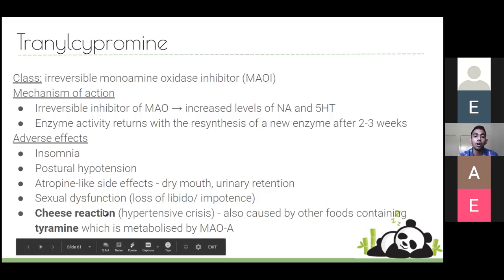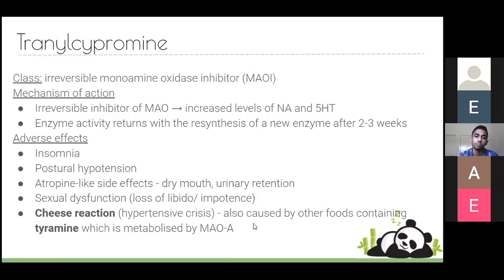So MAO-A also metabolizes tyramine, which is commonly in cheese products. And so it can cause this hypertensive sort of crisis. You get elevated blood pressure, you can get changes in your vision, you can get headaches as well, which are symptomatic of this hypertensive crisis. So that's really common to ask. So I would commit that to memory as well.